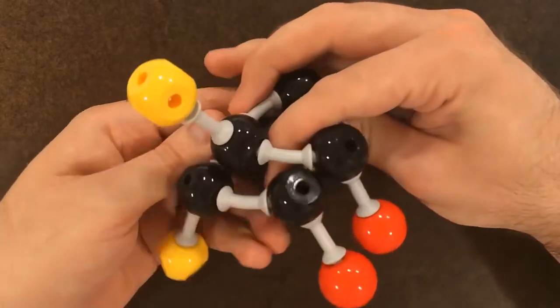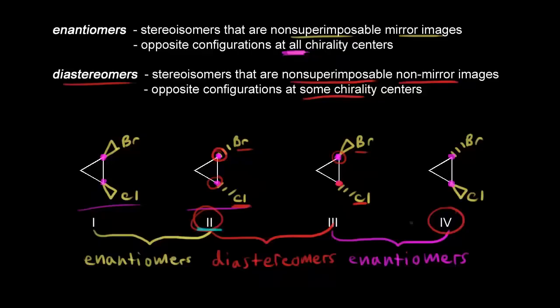These are diastereomers. So 2 and 4 are diastereomers. They are non-superimposable, non-mirror images of each other. And they only have opposite configurations at some chirality centers, in this case 1. So if we look at this chiral center, the bromine's on a dash, and we look at this one, the bromine's also on a dash, so that's the same. If we look at this one, the chlorine is on a dash, and over here the chlorine's on a wedge. So that's an opposite configuration at only one chiral center. So 2 and 4 are diastereomers.